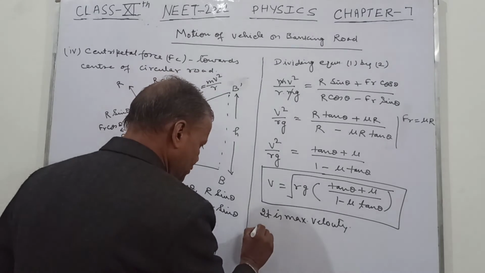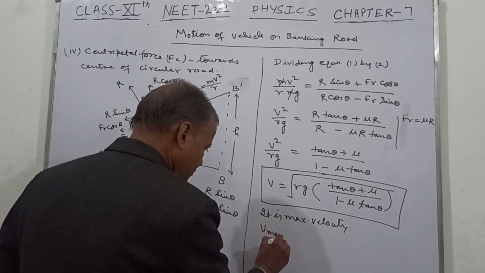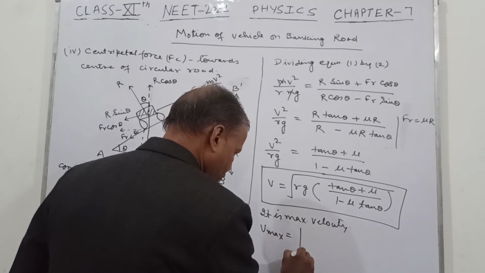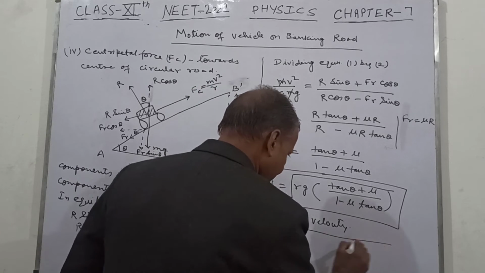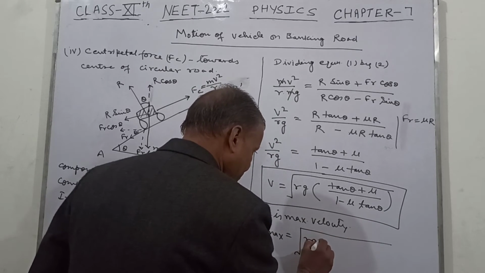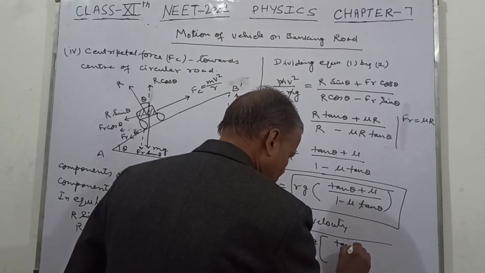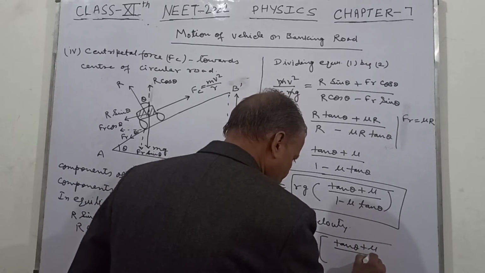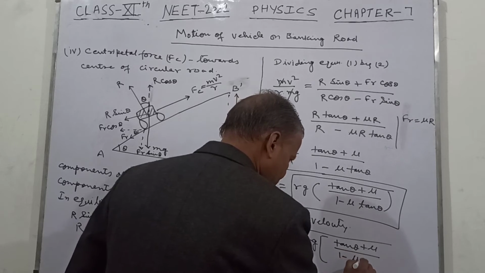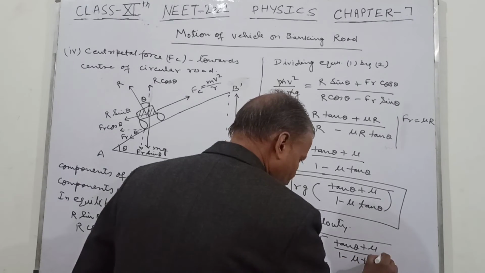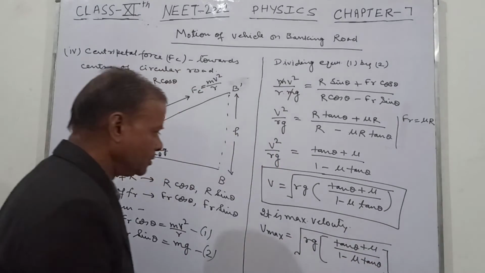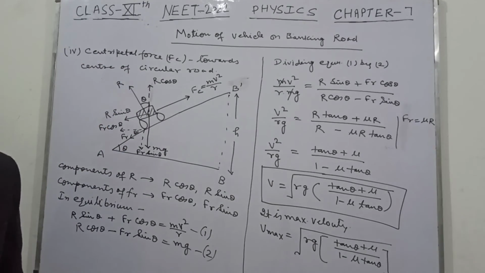It means that this v maximum is equal to square root of rg into tan theta plus mu upon 1 minus mu tan theta. Then what will be the minimum velocity?